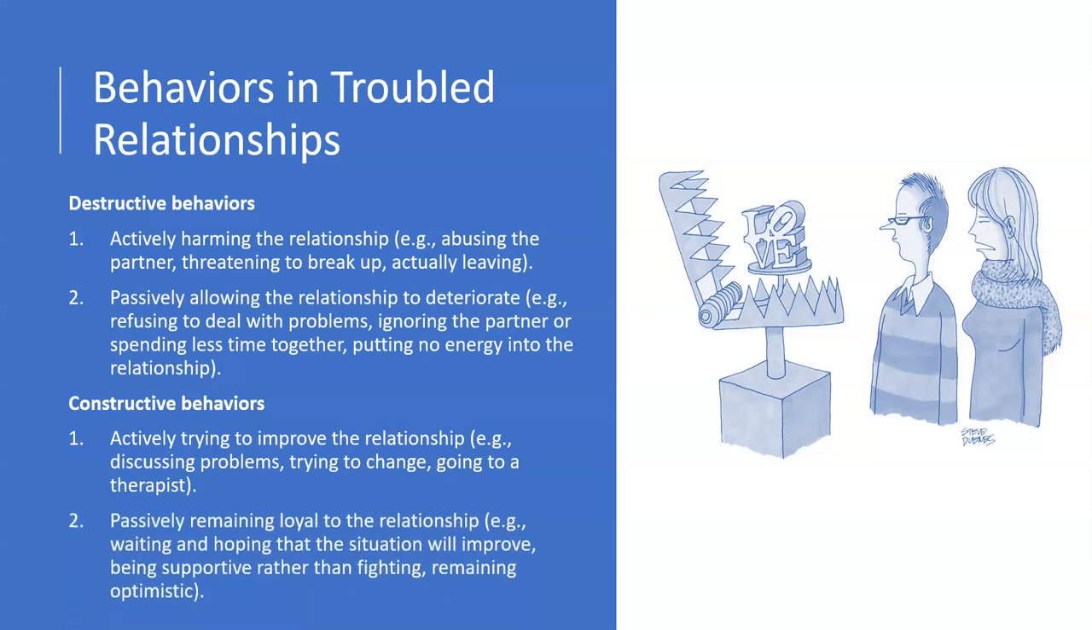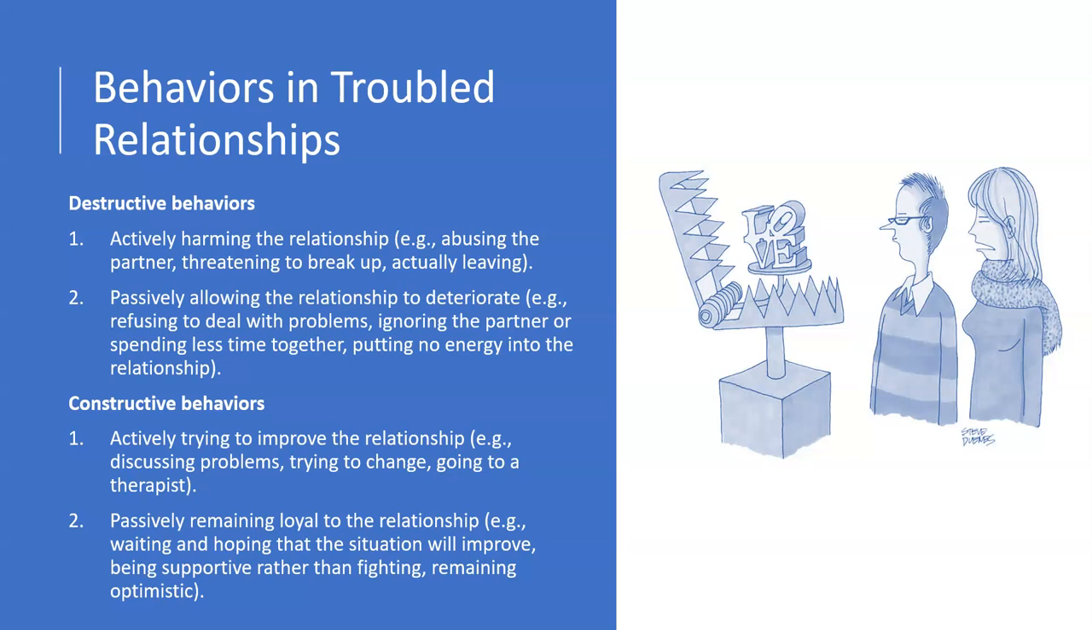There are passive things that you can do just to simply stay in the relationship, even if there are dissatisfying things going on. You may just say, I'm just going to stick it out. I can handle it. I can put up with the things that I don't like. They're really not that big a deal. I'm going to stay committed to the relationship. So this is like passively hoping that the situation will get better over time by being supportive instead of fighting, instead of discussing, instead of talking it to death, just remaining optimistic and hoping it will get better.